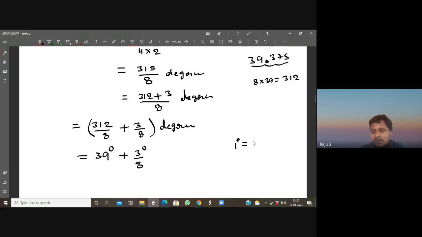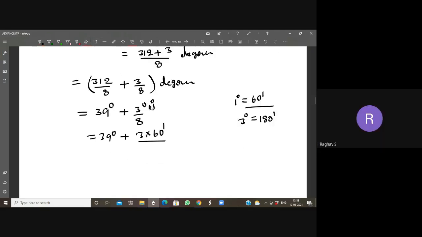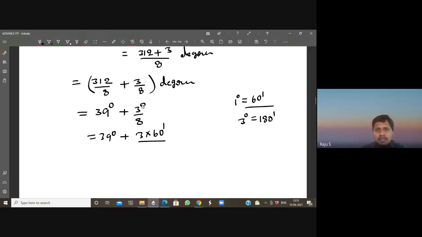See, 1 degree is equal to how many minutes? 60 minutes. But here 3 by 8 degrees is there. So, I want to convert. Shall I write 3 into 1 degree? Yeah, we can write. Now, 39 degree plus 3 into multiply with 60. 1 degree is equal to 60 minutes means 3 degrees is equal to 180 minutes. We can write directly 180 minutes also. See here 3 degrees we got, actually 3 by 8 degrees. This 3 degrees I want to convert it into minutes. We can write like this.